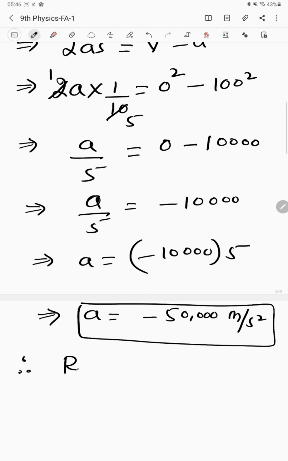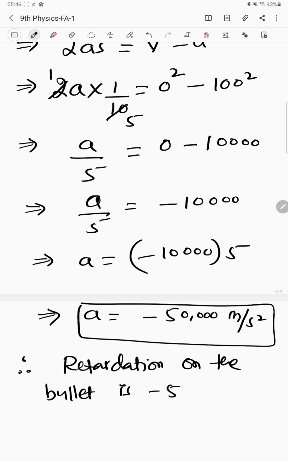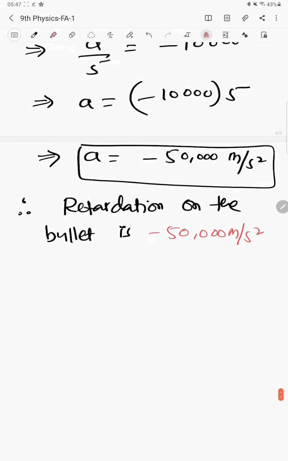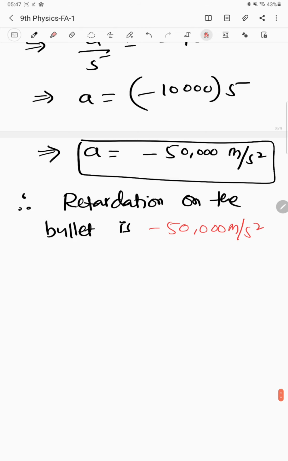So therefore you can write: retardation on the bullet is minus 50,000 meter per second square. Why is it minus? Because velocity is decreasing, the bullet is coming to a stop. And why is it such a huge value? Because the bullet was traveling with an initial velocity of 100 meter per second, and immediately it comes to rest after penetrating only 10 centimeter. So the retardation is a very huge value, which is why I got minus 50,000 meter per second square.